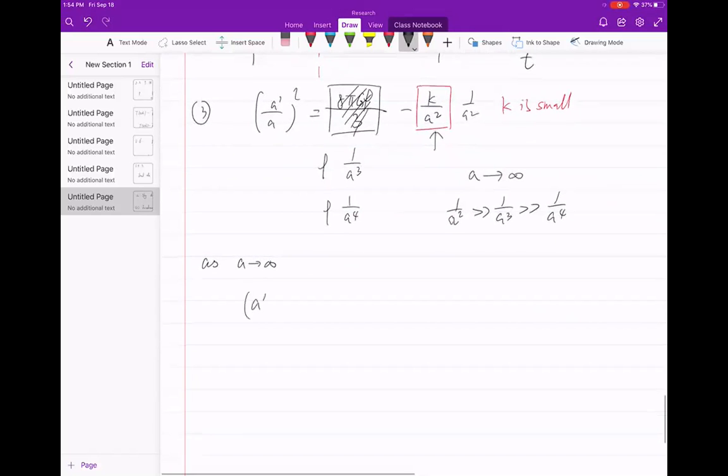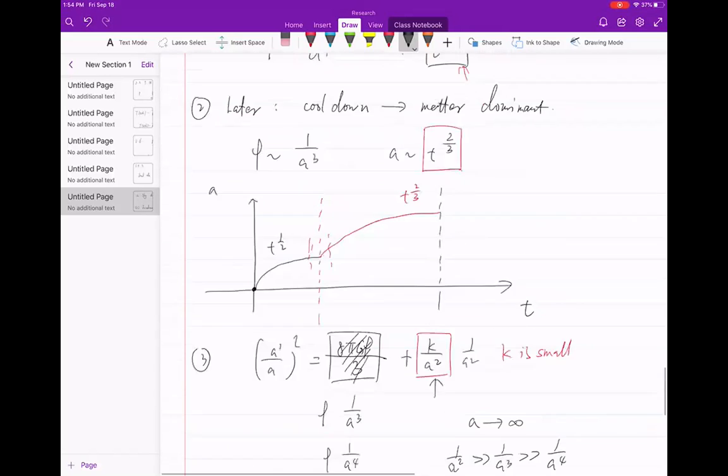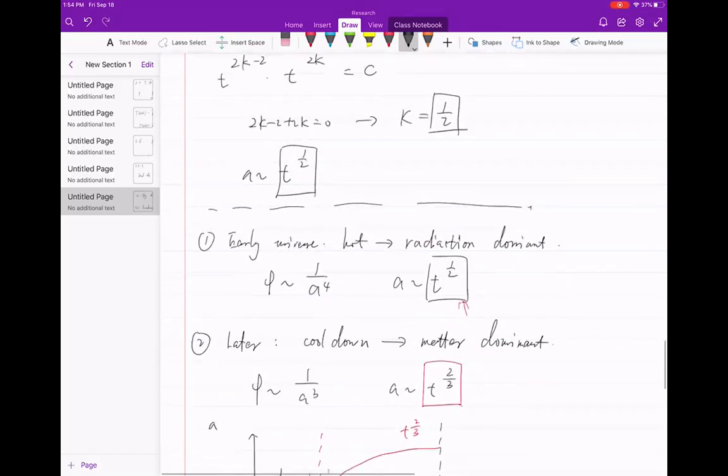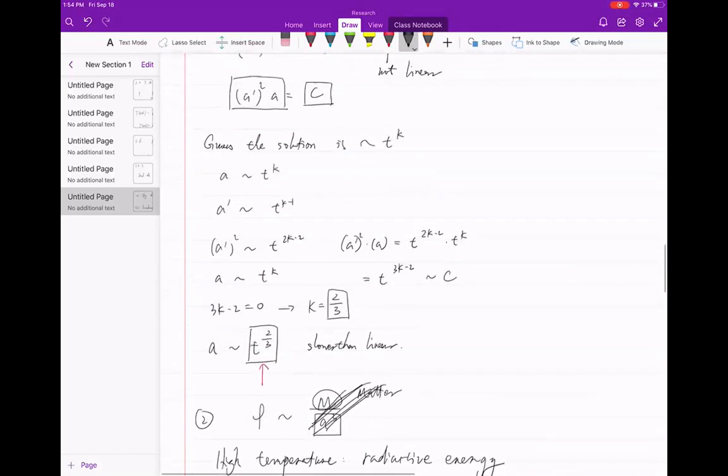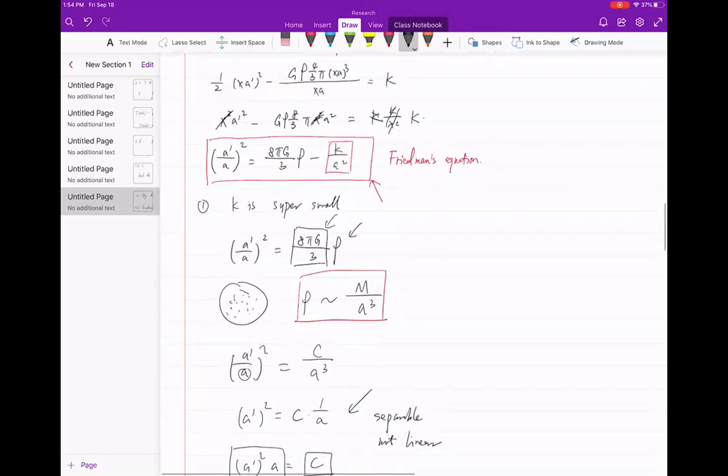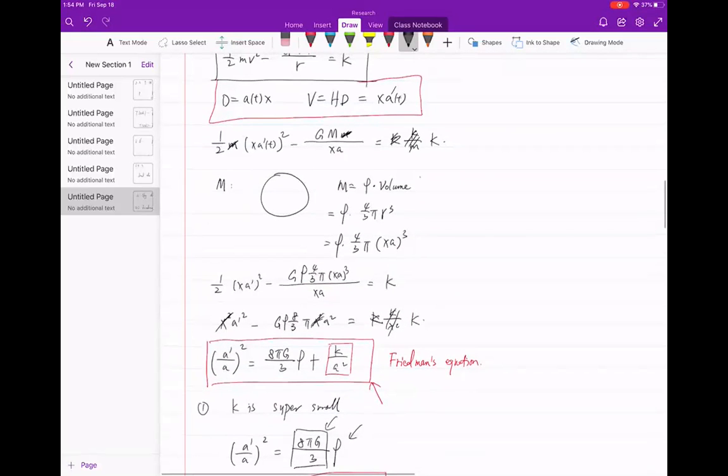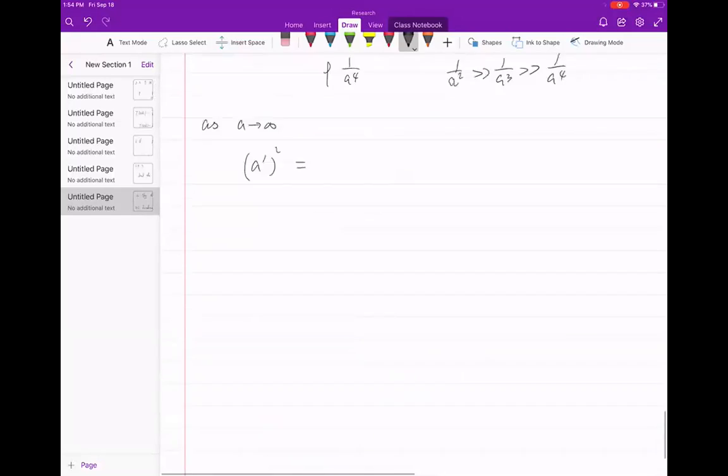That's a prime square equals, did I have a plus or minus? I should have a plus here. Did I do plus or minus there? That's a plus here. Okay. That's a plus here. So that was okay. Messed up this sign. Okay.